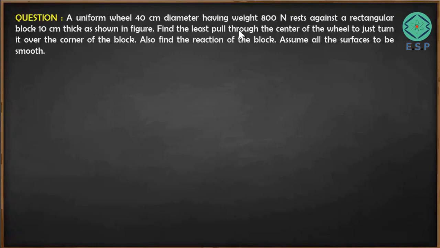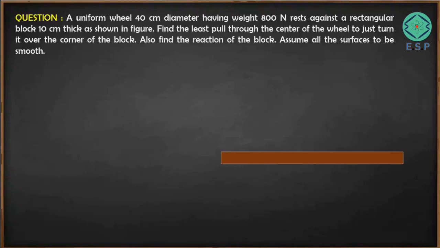Find the least pull to the center of the wheel to just turn it over the corner of block. Also find the reaction of block. Assume all the surfaces to be smooth. So let me show you the condition what they have shown.